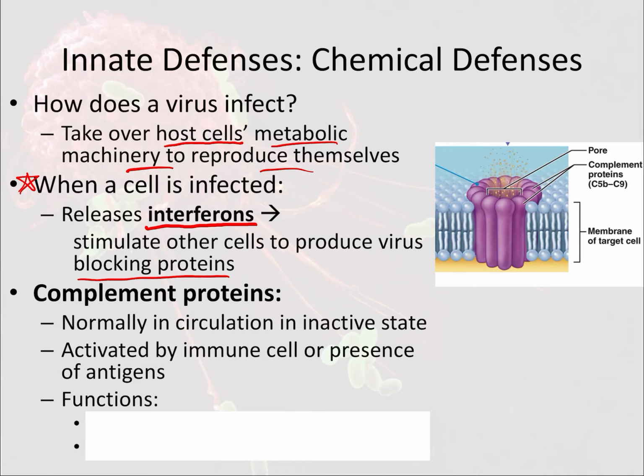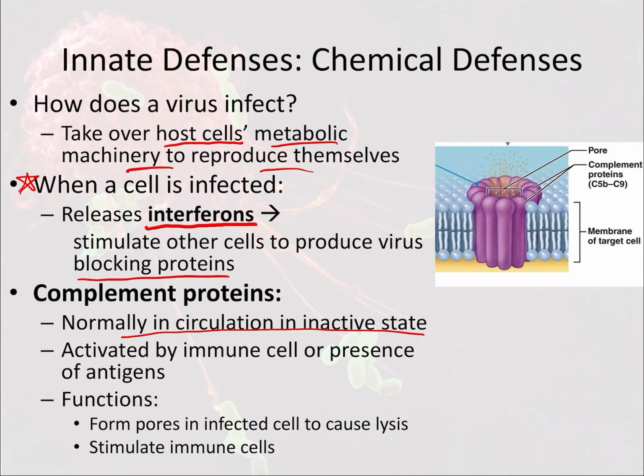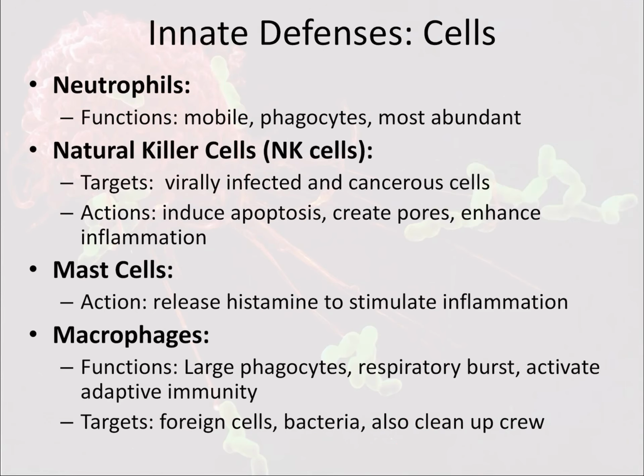We also have what's known as complement proteins. These again are normally circulating proteins through the blood, so part of our plasma proteins. But they can become activated, and when they do become activated, they bind together and form pores like this in an infected cell, causing that cell to be destroyed. Okay, and they also activate the immune cells. So those are two chemical defenses, those interferons and those complement proteins that are always there.